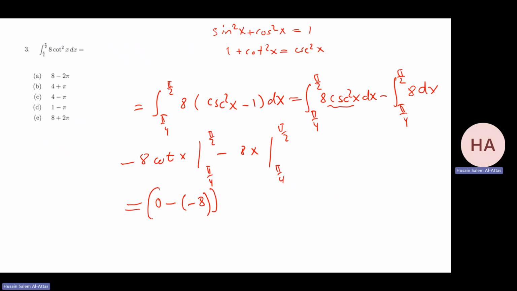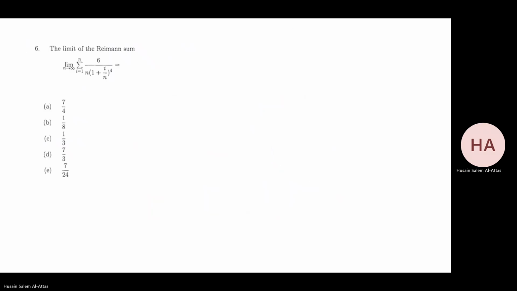Okay, this is the first one. Minus, yeah, put here: 8 times pi over 2, that gives me 4 pi, minus 2 pi. So the answer is 8 minus 2 pi, which is this. Okay. We did this one also, I think, in one of the previous videos.